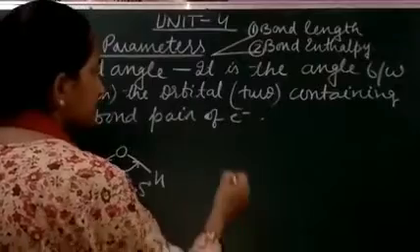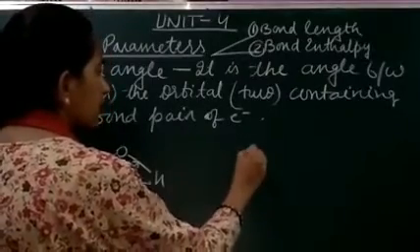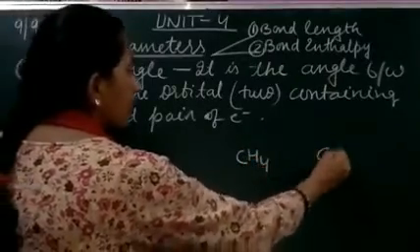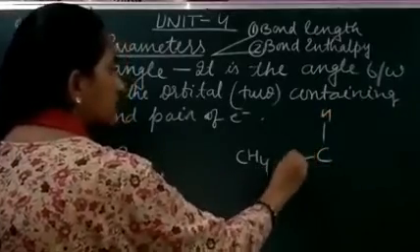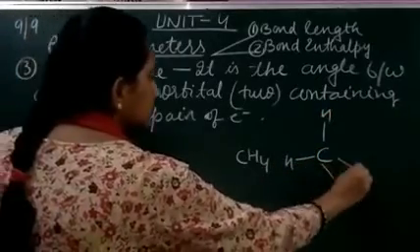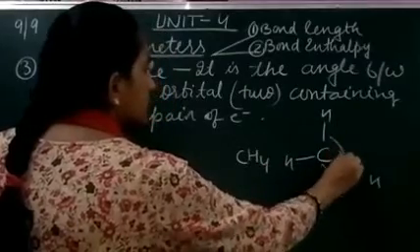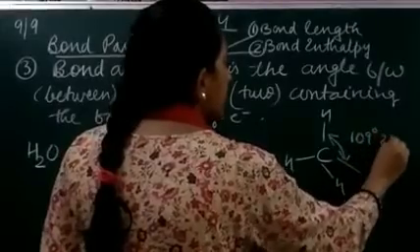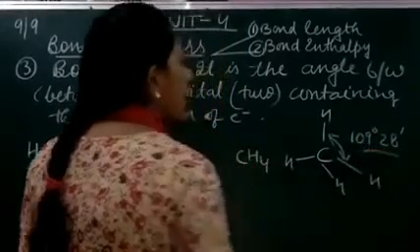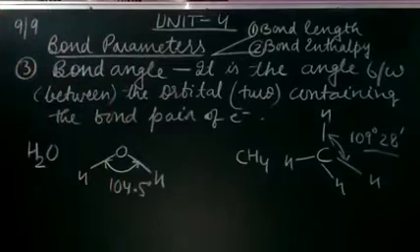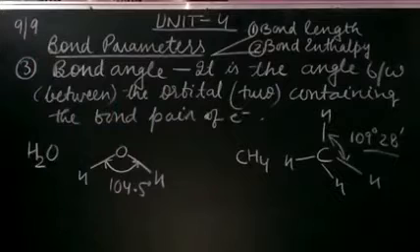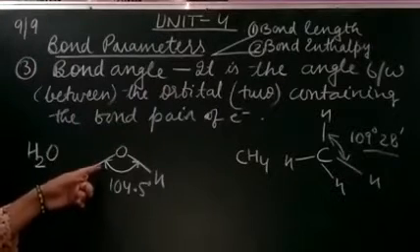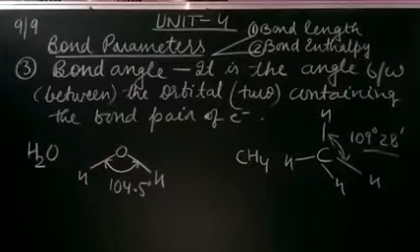In the same way, if we draw the structure of methane, this angle, 109 degrees 28 minutes, is the bond angle here, right? So I think this is clear. The angle between the two bonded atoms is known as the bond angle, and that angle is between the orbitals bearing the shared electron pair.